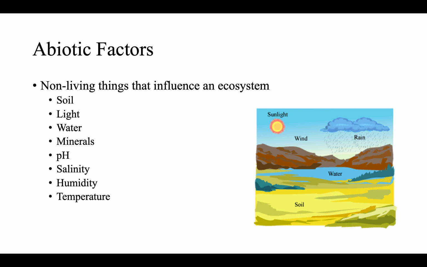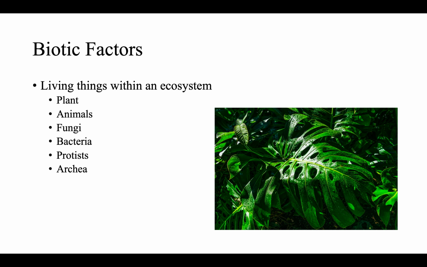So abiotic factors in an environment are the non-living things that influence an ecosystem. So soil, light, water, minerals, pH, salinity, humidity, and temperature. The biotic factors in an environment are the living things within an ecosystem. So that includes plants, animals, fungi, bacteria, protists, and archaea. And there's a lovely monstera plant right there.